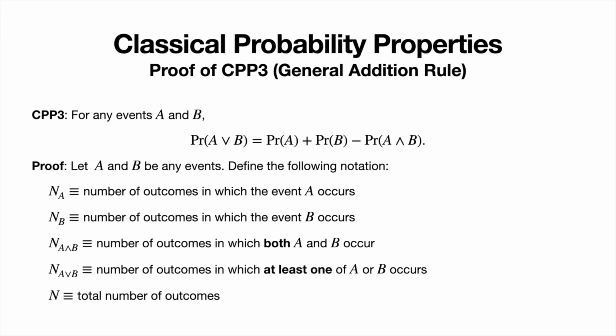Now for a proof, let A and B be any events, and define the following notation. N sub A represents the number of outcomes in which the event A occurs. N sub B is the number of outcomes in which the event B occurs. N sub A and B is the number of outcomes in which both A and B occur. N sub A or B is the number of outcomes in which at least one of A or B occurs. And finally, N is the total number of outcomes.